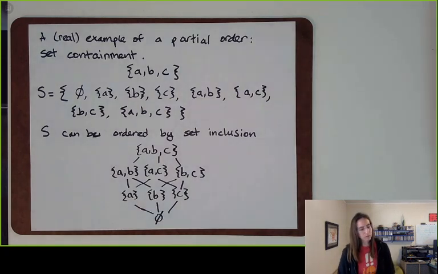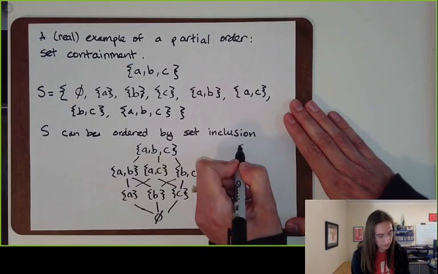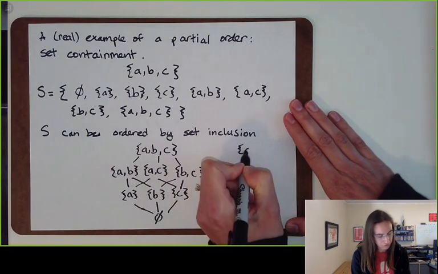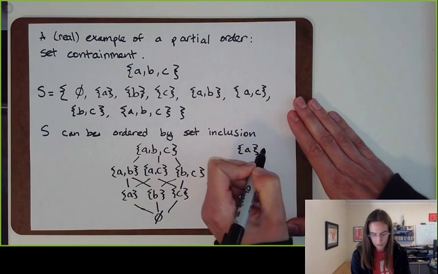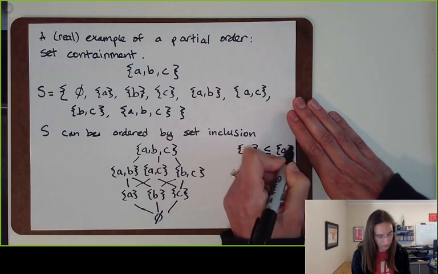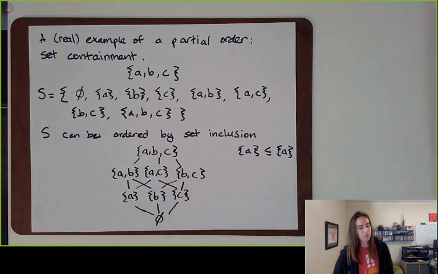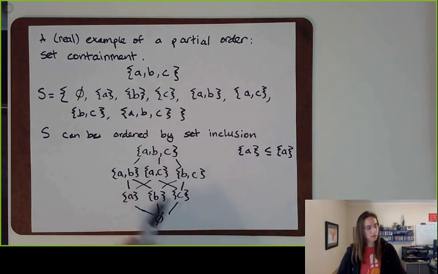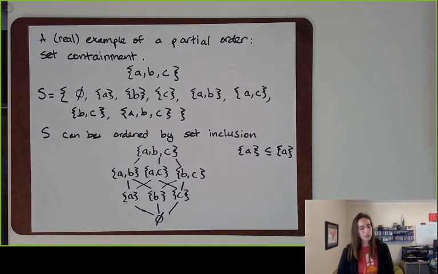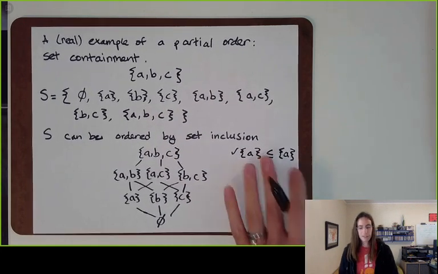So for example, if we were to just look at a particular element here of S, that element is a subset of itself. Not a strict subset, but it's a subset of itself. The same is true for anything else here. It's considered a subset of itself. So we have reflexivity. What about anti-symmetry?